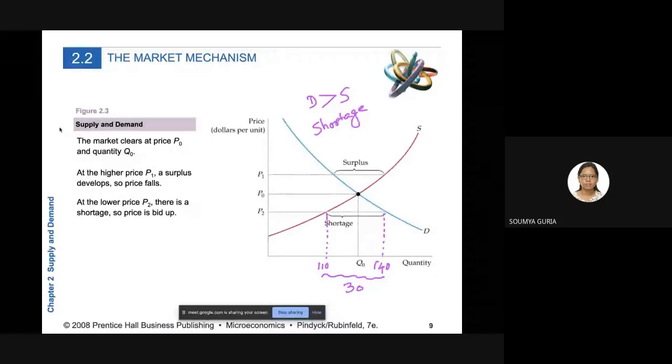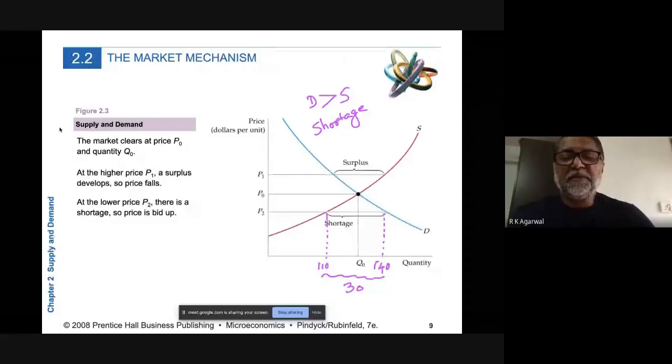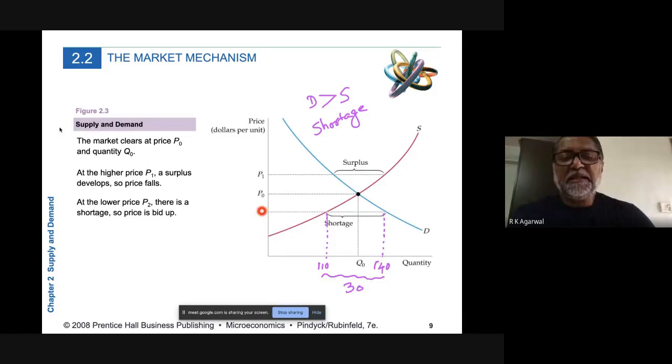So when the producers notice that there is more demand for their product in the market than what they are supplying, what will they do? They will increase the price. They will start raising the price, and they will keep raising it till it reaches P0. At P0 again, what do we notice? The demand is again equal to supply.